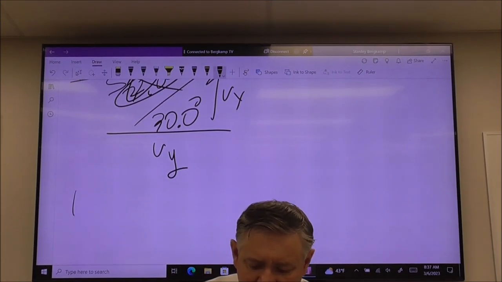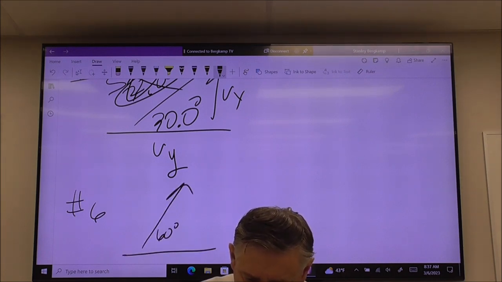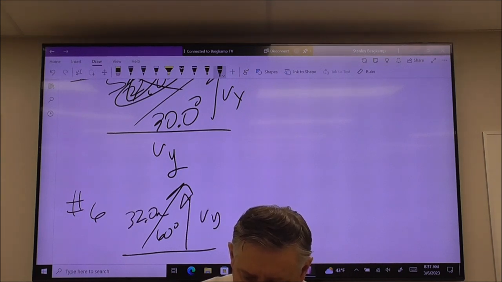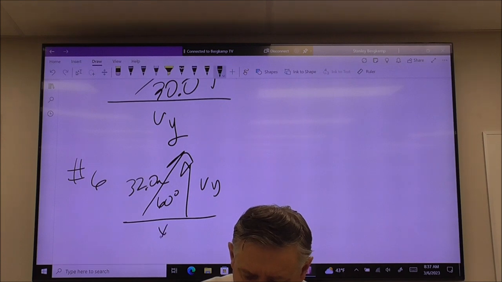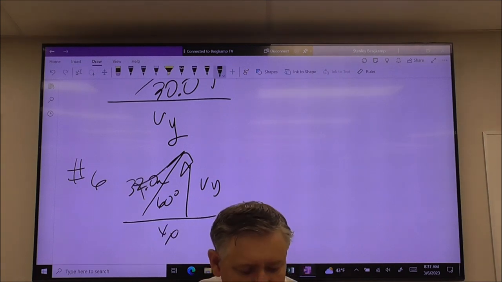Now, on number 6, it's the same situation. But now, we're going to launch it at a 60 degree angle. So still at 32 meters per second. You're going to find your Vx, find your Vy, never speak of the 32 meters per second again.